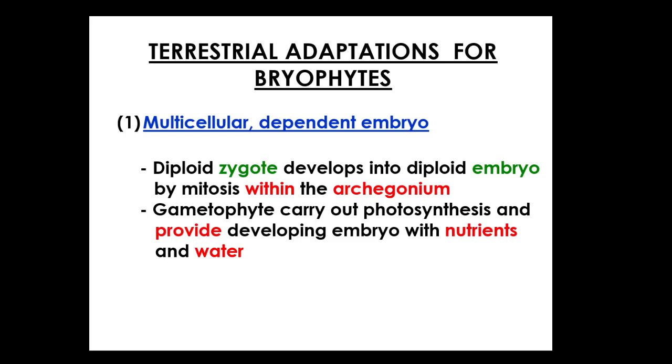So the first of those terrestrial adaptations is that they have multicellular dependent embryo. The diploid zygote of these plants will develop into diploid embryo by mitosis within the archegonium. So the gametophyte carry out the photosynthesis and provide the developing embryo with nutrients and water. So kira macam dia punya zygote, dia punya baby plant ni dijaga oleh mama plant. Dijaga oleh female gametophyte. So it is a multicellular dependent embryo that's being protected by the plant.